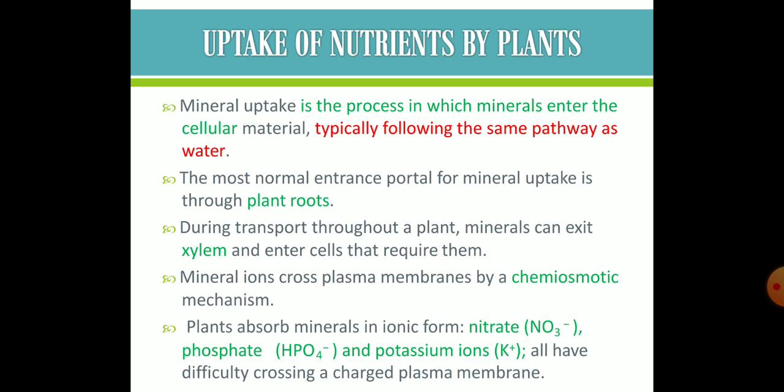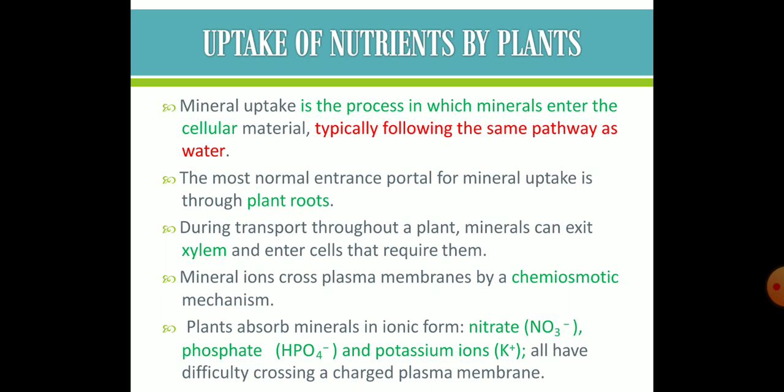First, going to the uptake of nutrients by the plant. What are nutrients or minerals? Majority of the time they are essential elements, like NPK, which are required for growth and development. Like that, the plant also absorbs minerals from the soil. Then how are they taken up to the upper part where photosynthesis takes place? Mineral uptake is a process in which minerals enter the cellular material by different pathways, just like water.